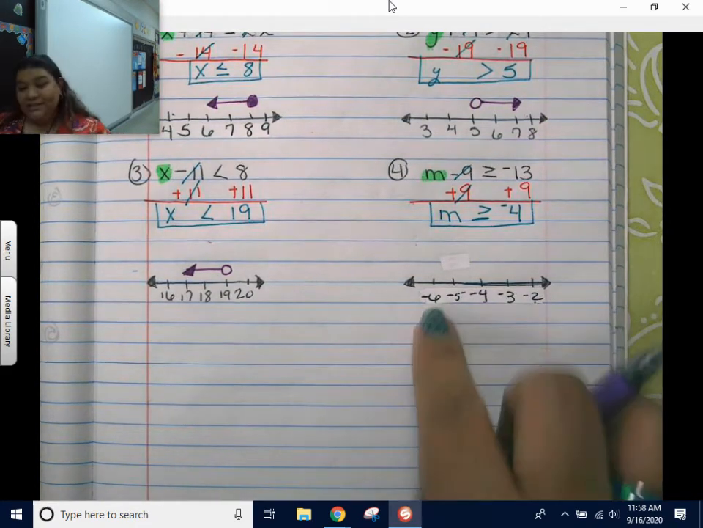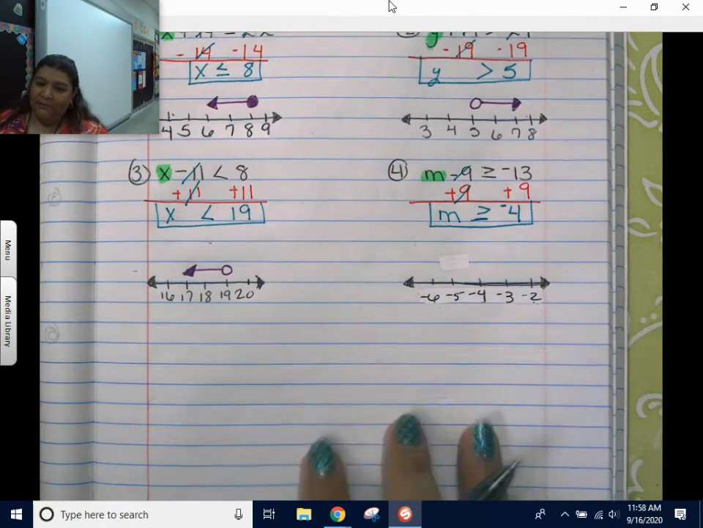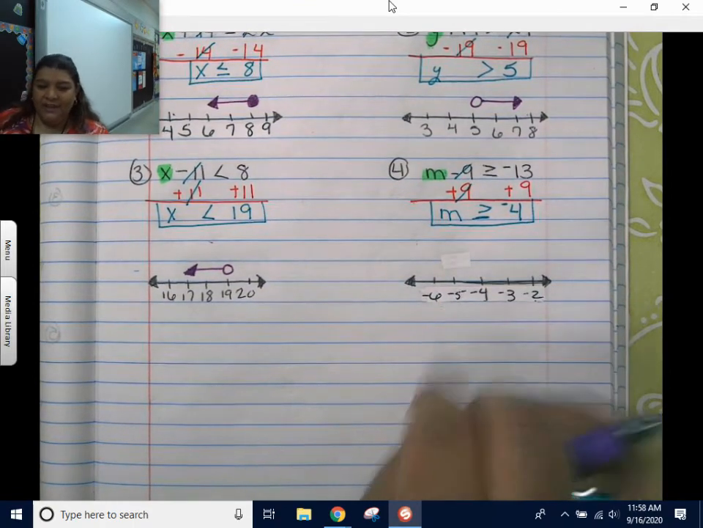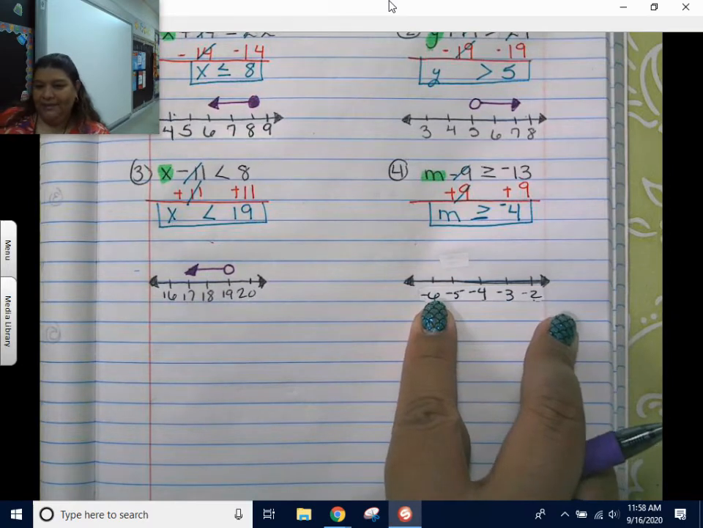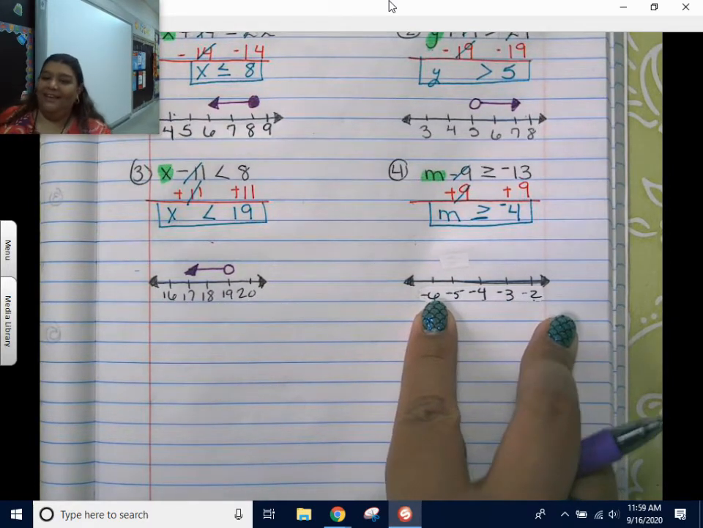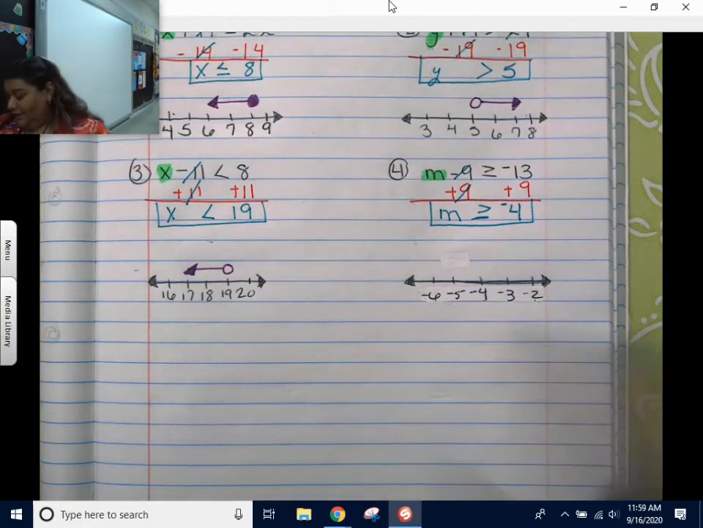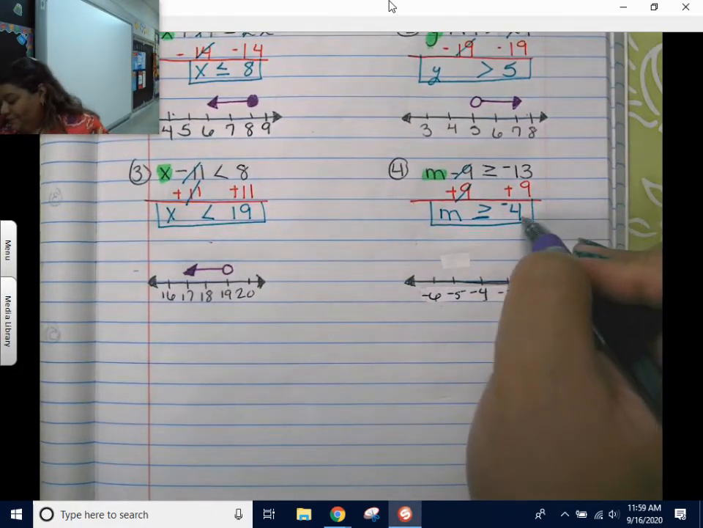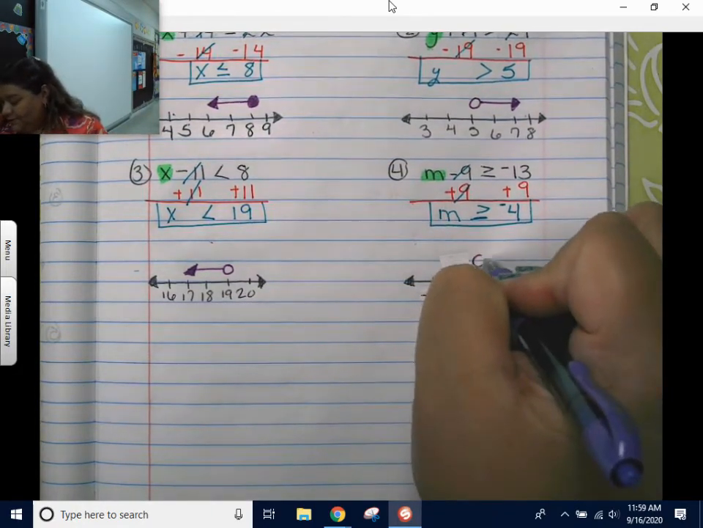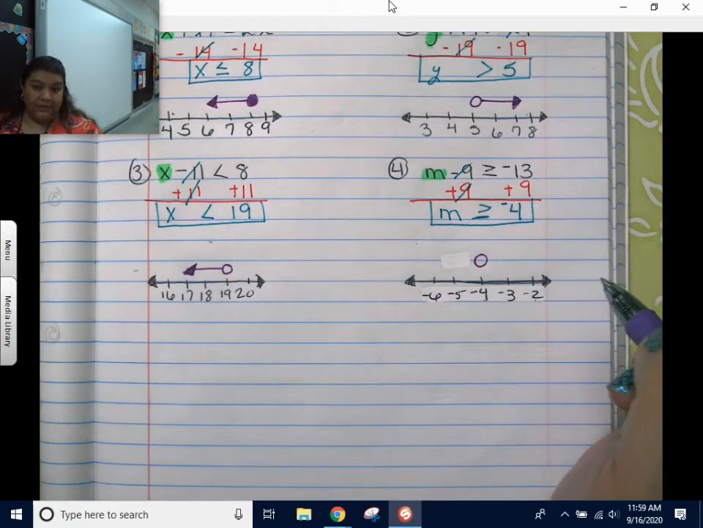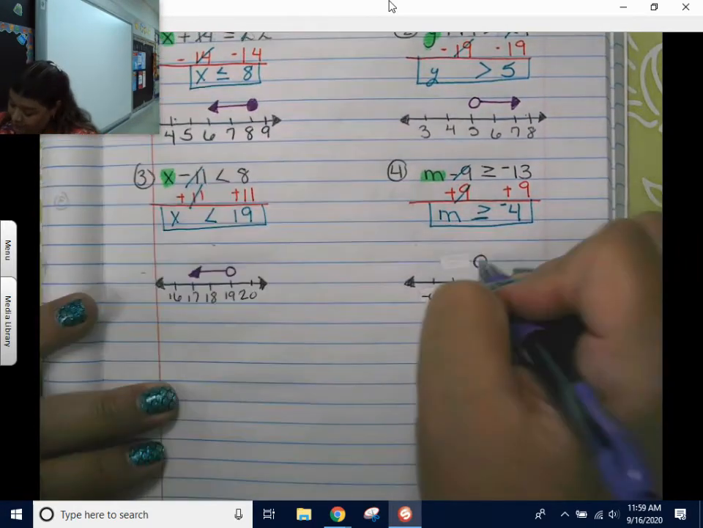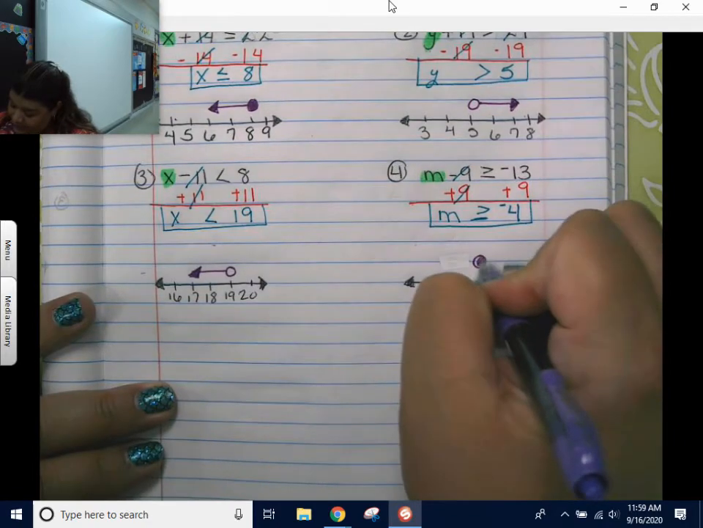So go ahead and change your number line. You can draw it underneath it. We have plenty of room, so you can draw it underneath it if you need to, but please go from -6 to -2, okay? Now we can go ahead and do it correctly. Sorry. All right, so -4 is my starting point, so there's my circle. And take a look at your symbol. Is the -4 included in my answer or not? It is included, so we're going to go ahead and color that in.